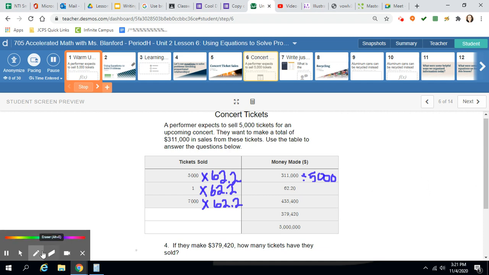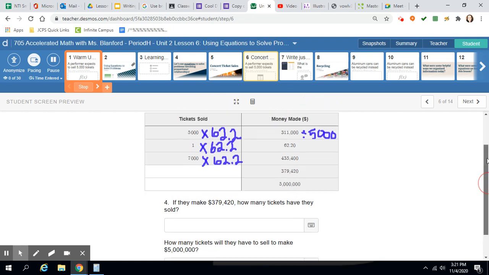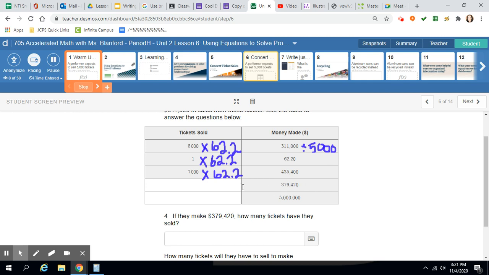So for this question here, it says, if they make $379,420, how many tickets have they sold? And I'm looking, okay, so they've actually put that into my table already, right? So if they made this, how many tickets? So really, we've been doing this for a long time in this unit, right? So the question is, if you have this number, how do you get to here, right?